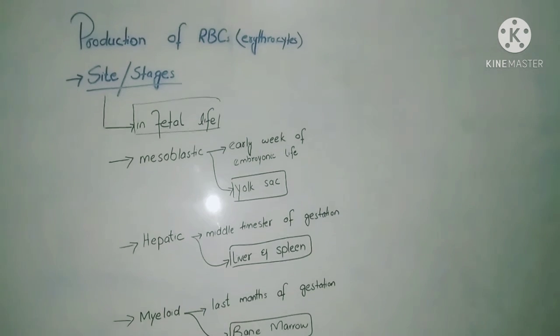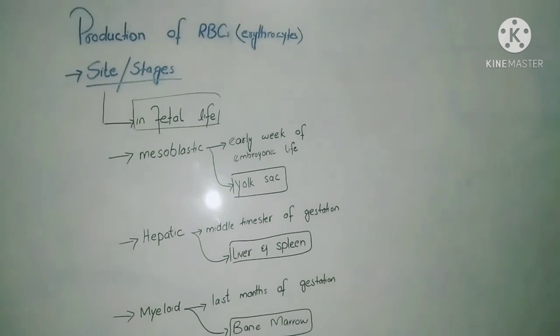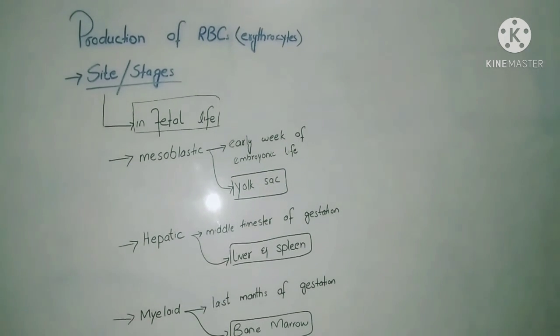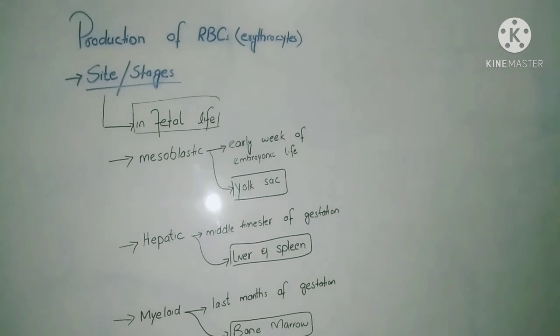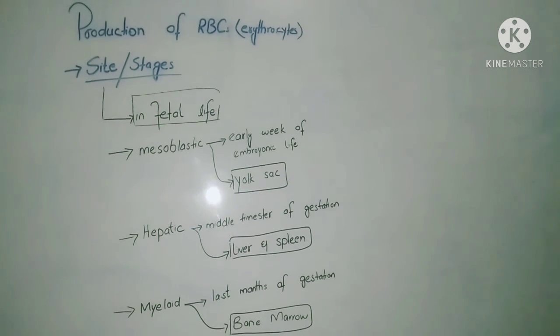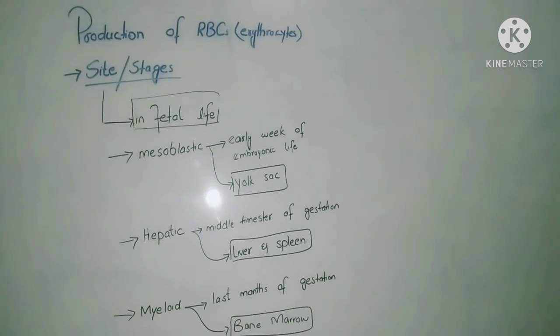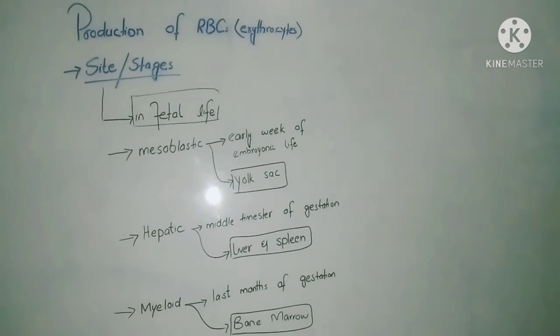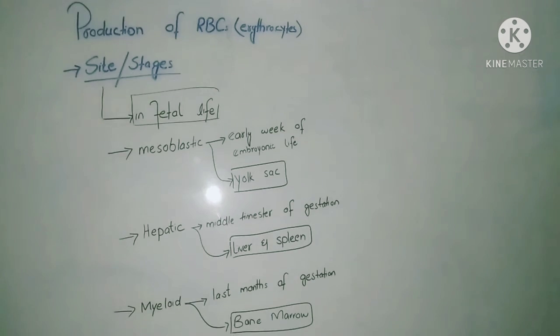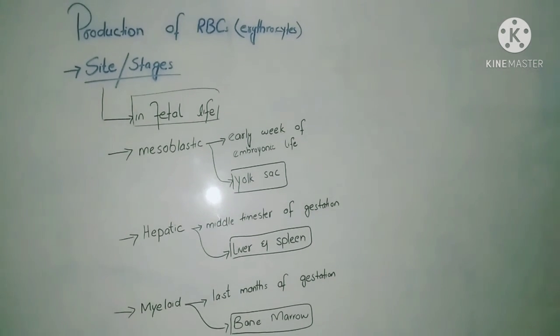The next is production of RBCs, erythrocytes. Sites and stages in fetal life include mesoblastic, hepatic and myeloid. Mesoblastic, early weeks of embryonic life, in which RBCs are produced in the yolk sac. Hepatic, middle trimester of gestation, in which liver and spleen produce RBCs. Next is myeloid, the last month of gestation, in which bone marrow produces RBCs in the human body.